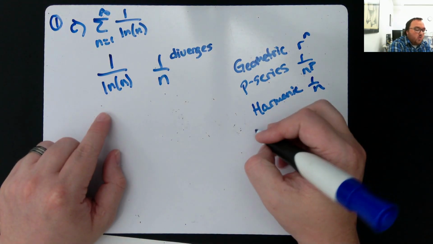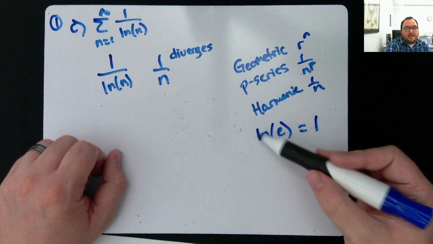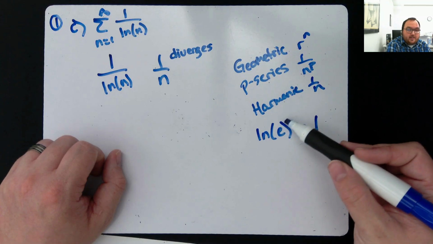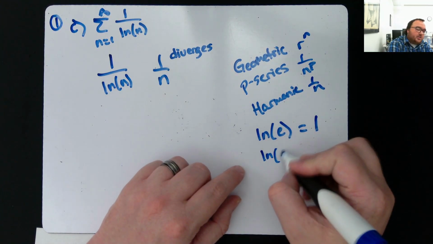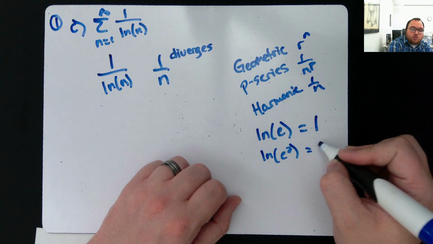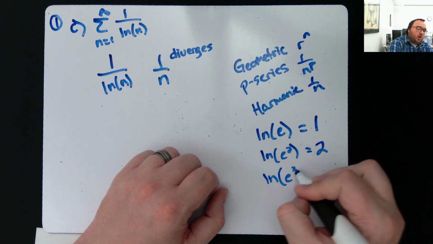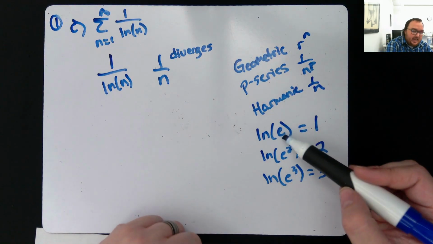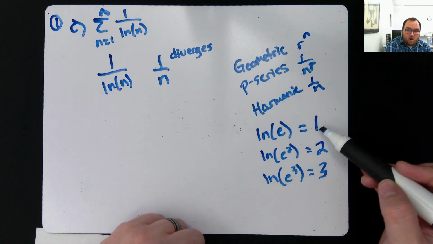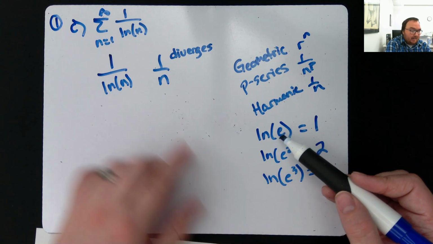Well, I know that the natural log of e is 1 because this is log base e. e to what is e? Well, that's just 1. Natural log of e squared, my power is 2, so that's 2. Natural log of e cubed is 3, and on and on. So what I plugged in was an e, and I got a 1, which means e is my n, right?